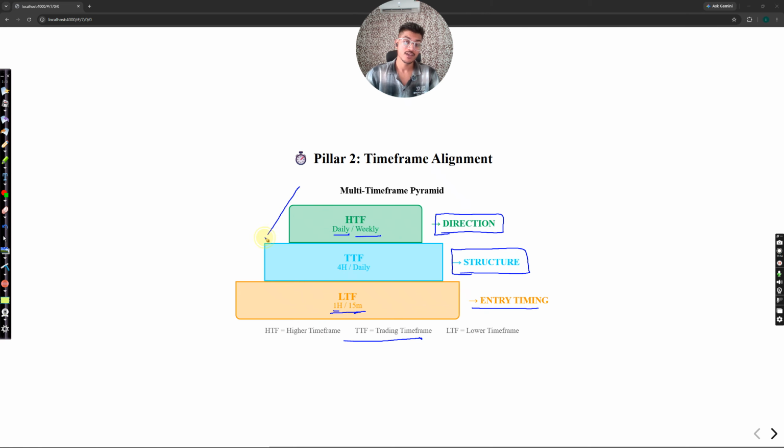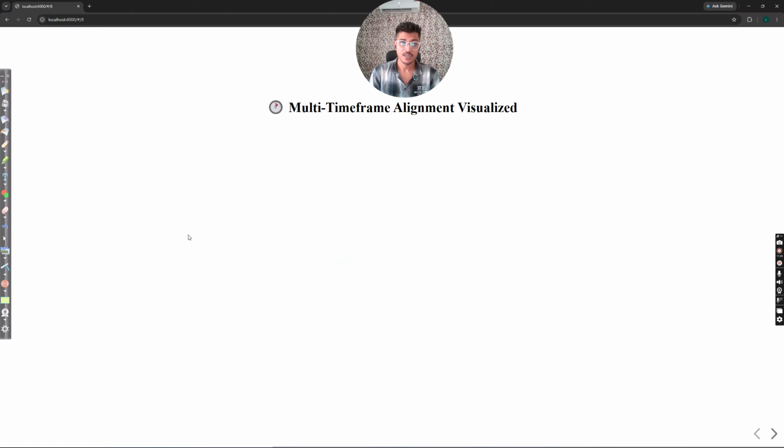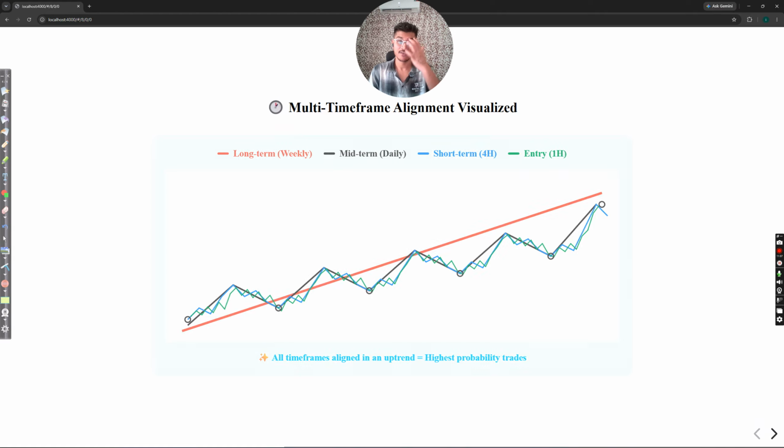What we are doing is a top down analysis here. So that we have higher time frame alignment, then we have trading time frame alignment, then we can execute the trade. So this is how we can visualize the multi-time frame alignment. As you can see, this is your long-term weekly, and I'll show you guys in the chart in a moment. Hang on, let's just explain it here first.